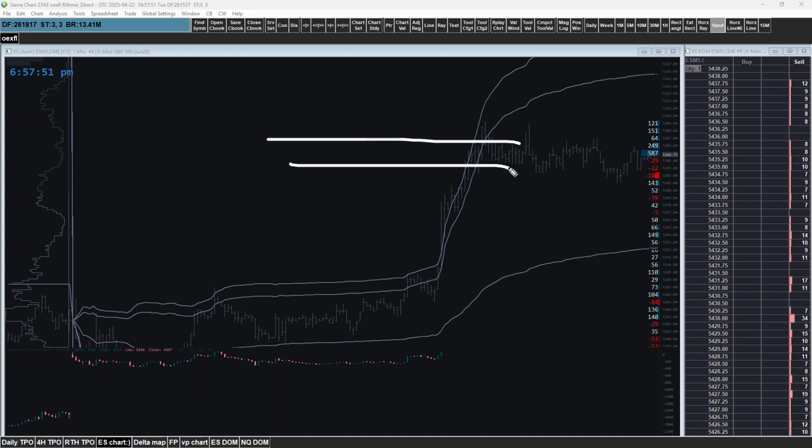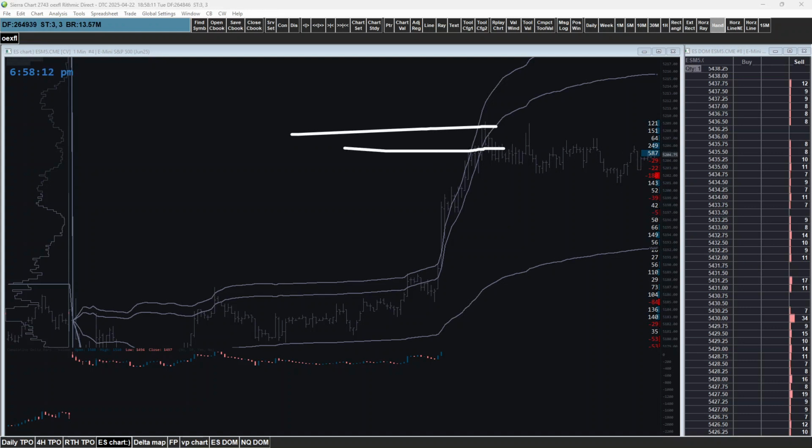When we have stuff like this, I don't want to fade it. Even if I have a level right here and price shows my entry model here, I'm not taking it. I'm only taking the trade when I see price breaking out of the standard deviation bands. Like here. Let's say we have a level right here.